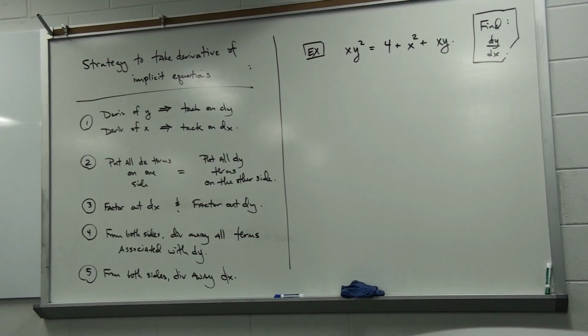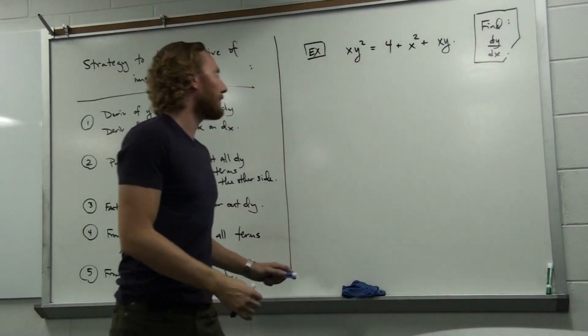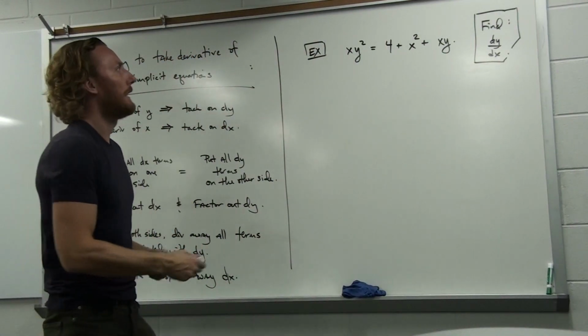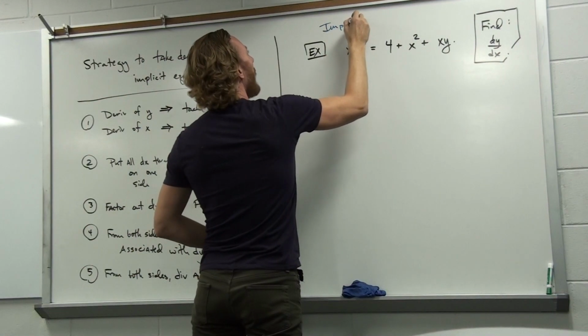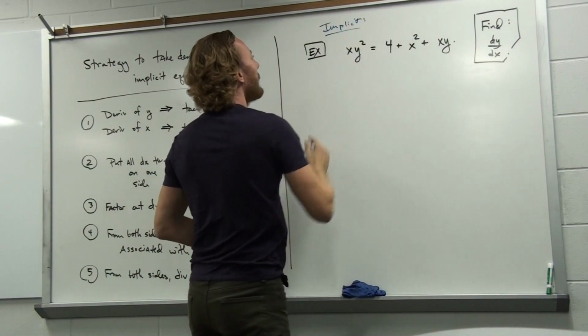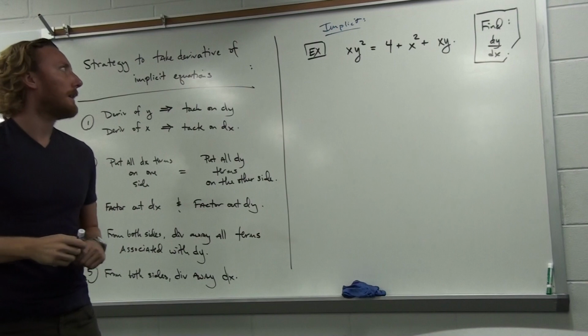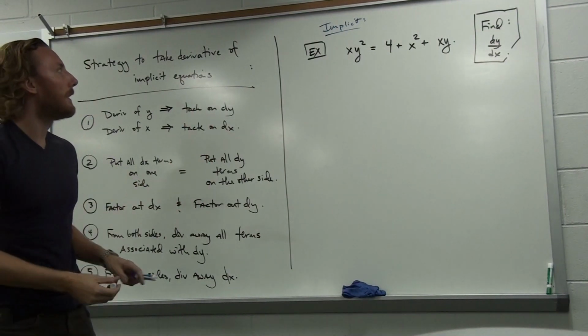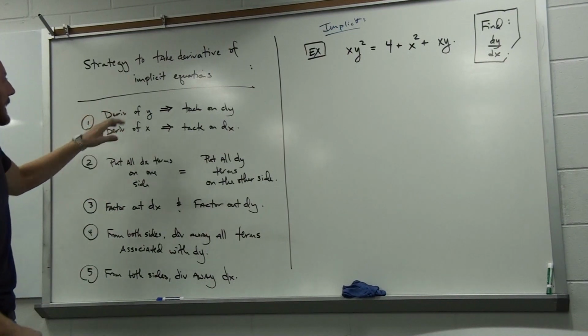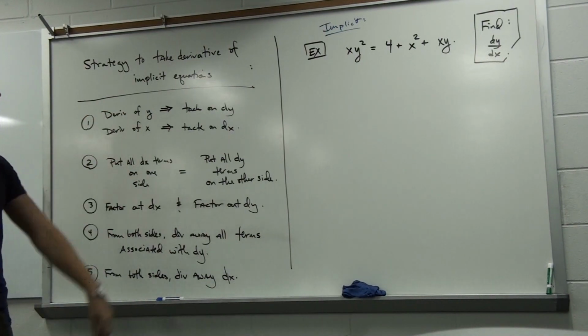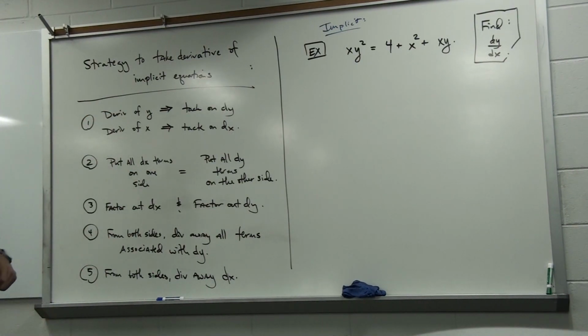All right, let's do one more example related to taking the derivative of an implicit equation. First thing to notice, this equation is implicit. And why is it implicit? It's not of the form y equals something. Certainly not, right? Okay, now, how are we going to go about taking the derivative? Every time we take the derivative of y, tack on dy. Every time we take the derivative of x, tack on dx.